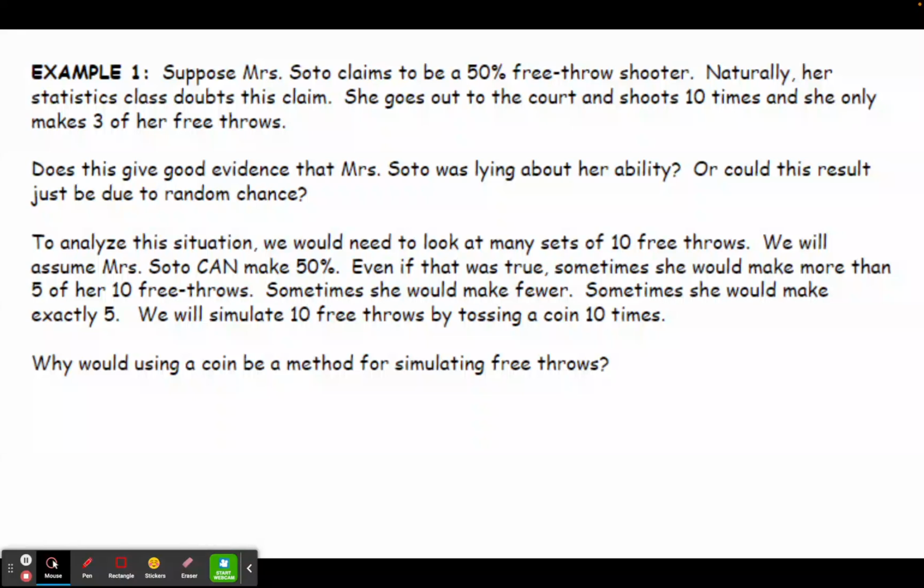Now, to analyze this situation, we would want to look at many sets of 10 free throws, not just one set. And if she shoots 10 free throws many times, we know that probably some of the time she would make 5 out of 10 or 50%, which would match her claim. However, if she was a 50% free throw shooter, sometimes she might make more than that, like maybe 6 or 7. Sometimes she might make fewer, only 4 or 3. But we would want to know at what point her performance would be far enough away from her ability that we would have good evidence that her claim was not true. So at what point would we start to be suspicious about that?